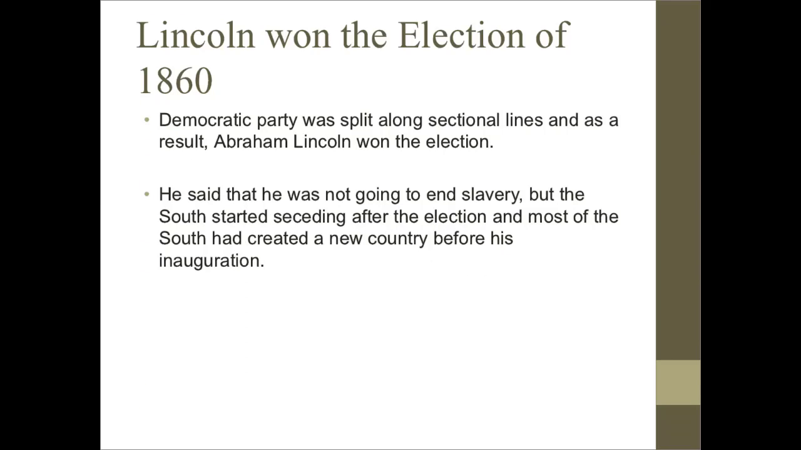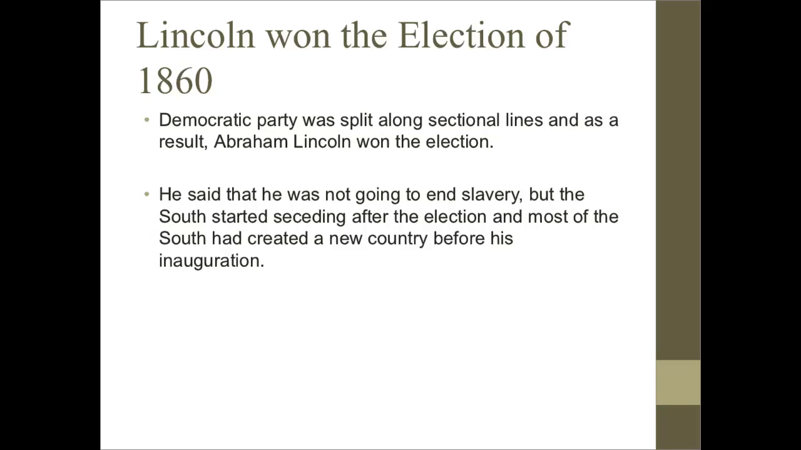The final straw for the South was the election of Abraham Lincoln in 1860. The Democrat Party was split along sectional lines and ran a couple different candidates, and as a result, Abraham Lincoln won because the Democratic vote was split. The South's really not going to like it because Abraham Lincoln's not even on the ballot in the South.